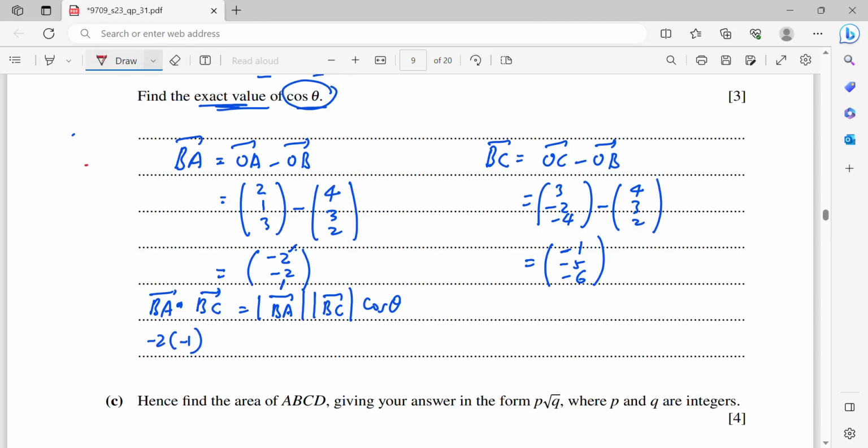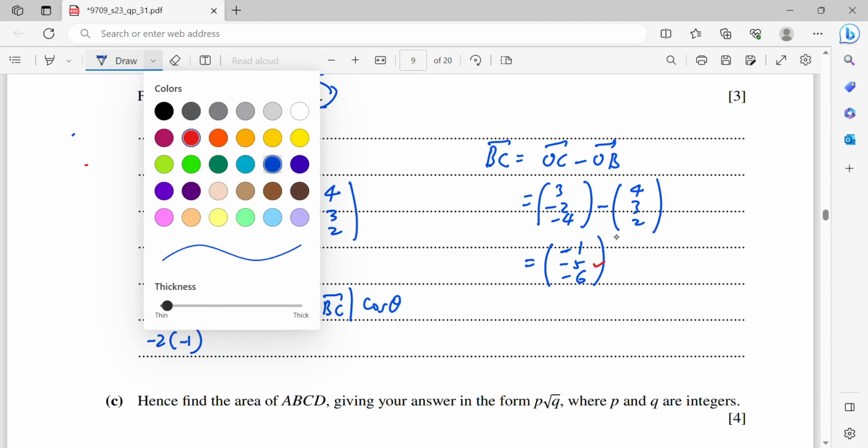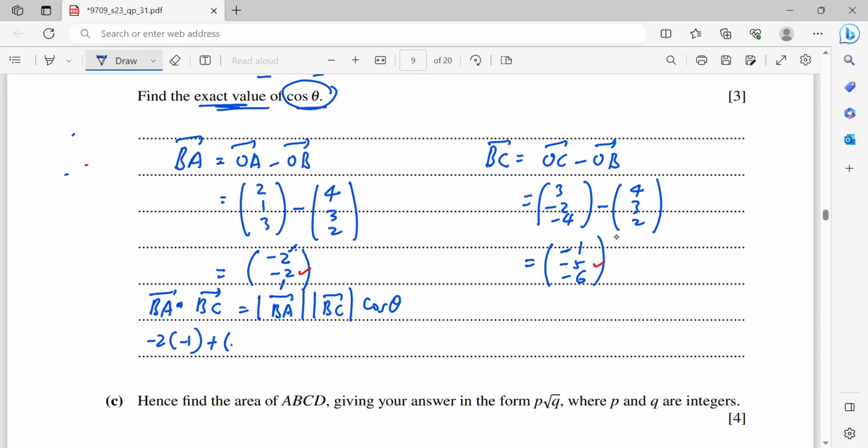Then the next is minus 2 times minus 5. Then you plus, always plus. So plus minus 2 times minus 5 plus lastly 1 times minus 6. That will be the scalar product equals to the modulus: negative 2 squared plus negative 2 squared plus 1 squared, and the next modulus is negative 1 squared plus negative 5 squared plus negative 6 squared.